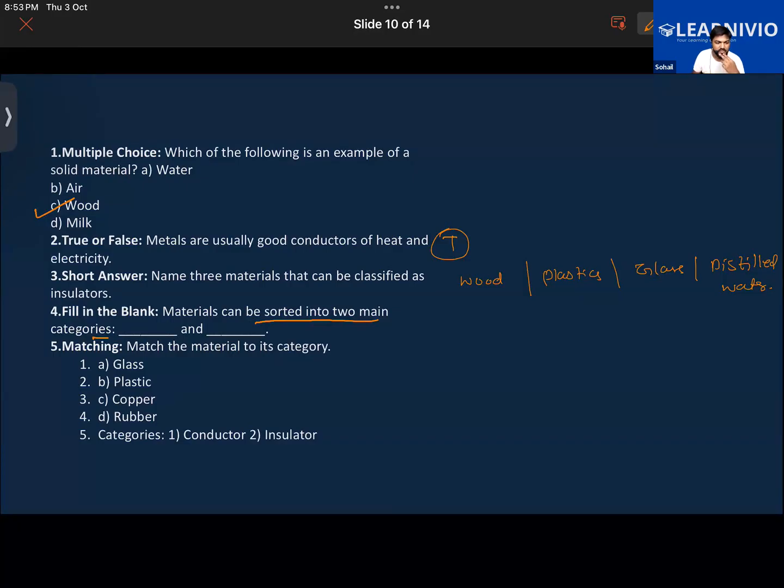Hard materials are those materials which cannot be easily crushed or easily broken. For example, the different kinds of metals, iron, copper, etc. So they are hard materials. Soft materials can be easily compressed. They can be easily deformed, like cotton, sponge, rubber.